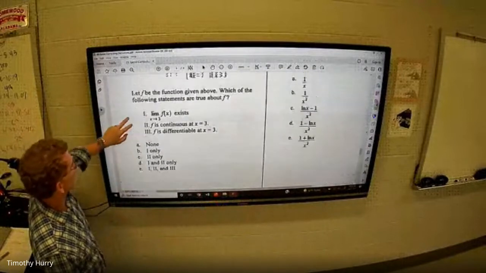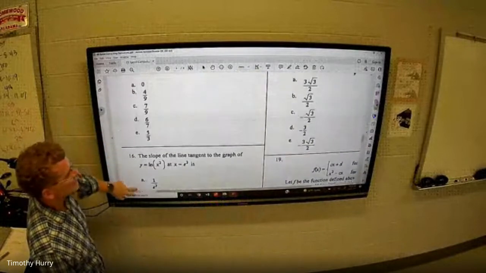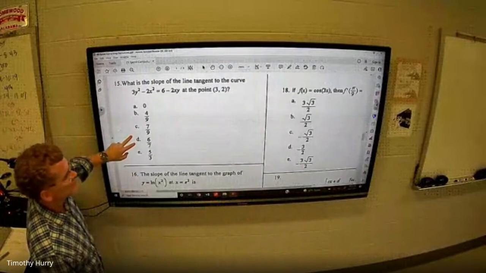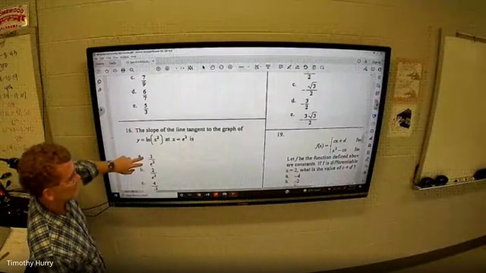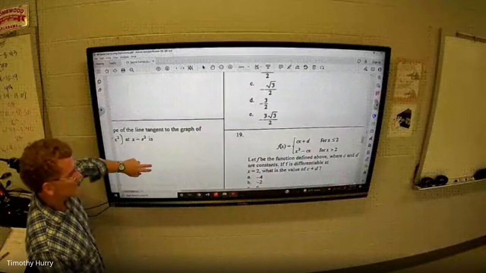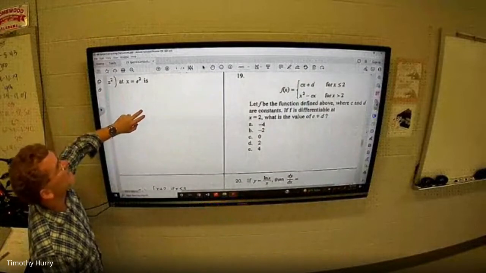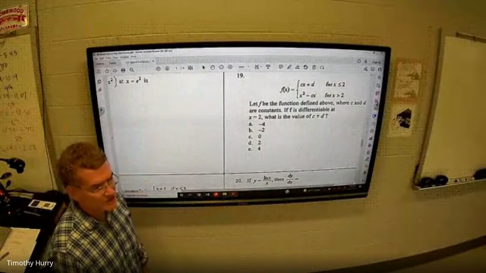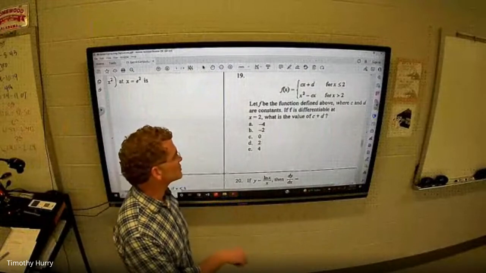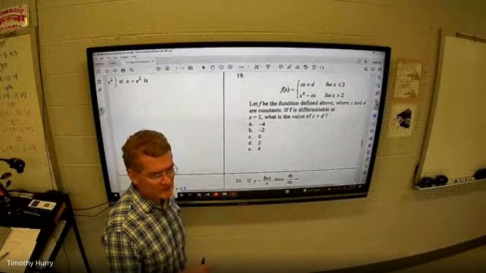Scrolling down. Actually, did I skip some stuff? I skipped some stuff. Look at 18. Is that interesting? Not really. 22. What about 19? Let f be the function defined above, where c and d are constants. If f is differentiable at 2, what would be the value of c and d?